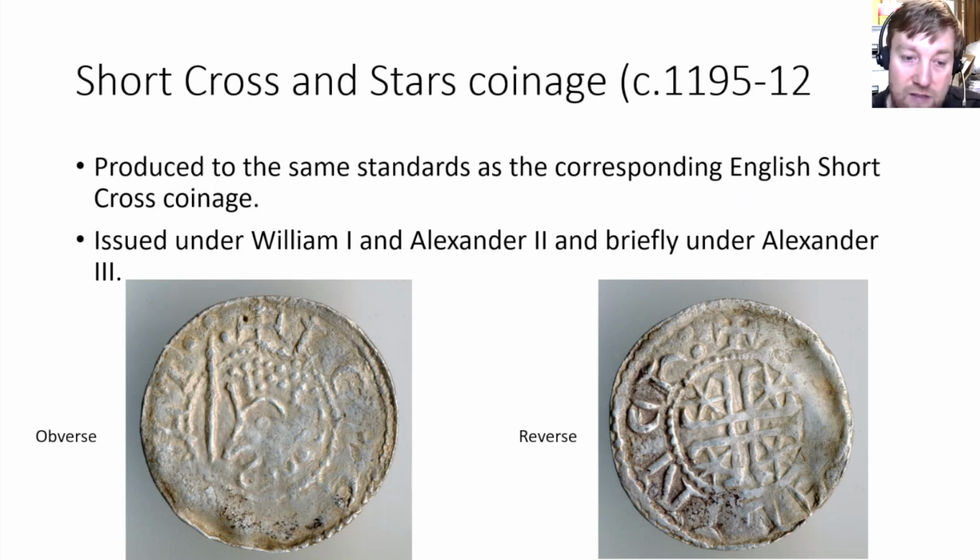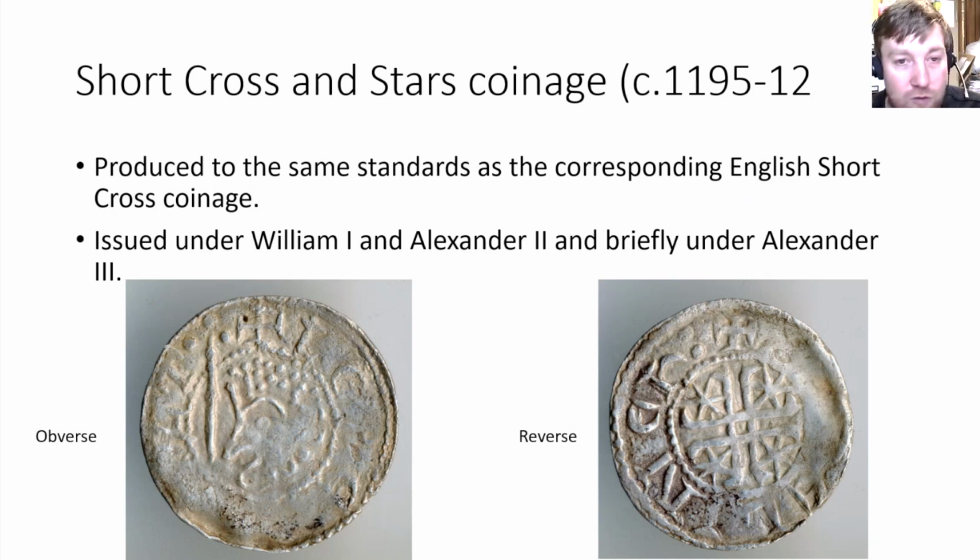So that means that the Scottish coins were produced to the same weight and had the same silver content as the English coins, which meant that they started circulating in greater numbers in England. And indeed, these coins are quite commonly found in England and more widely afield as well. So they're present in England as single finds and hoards.